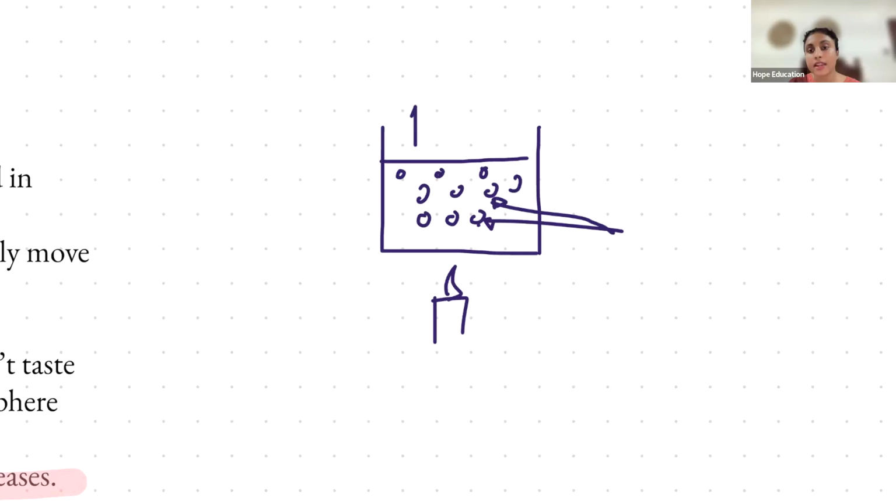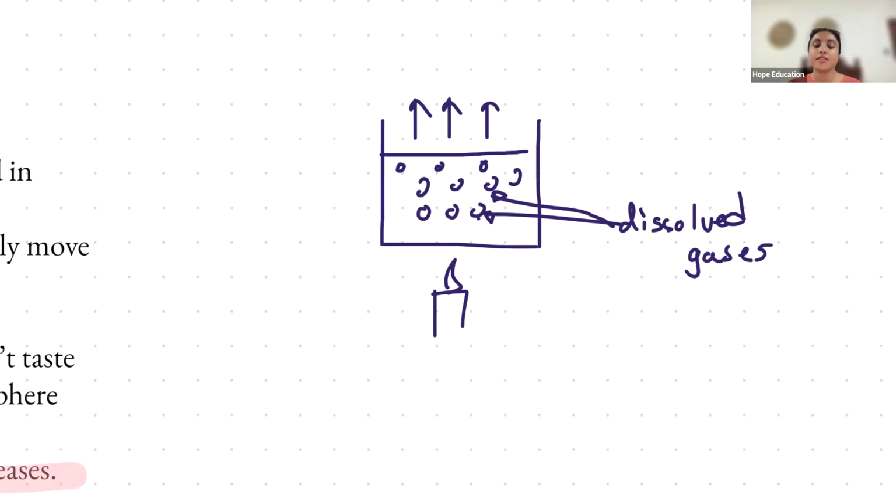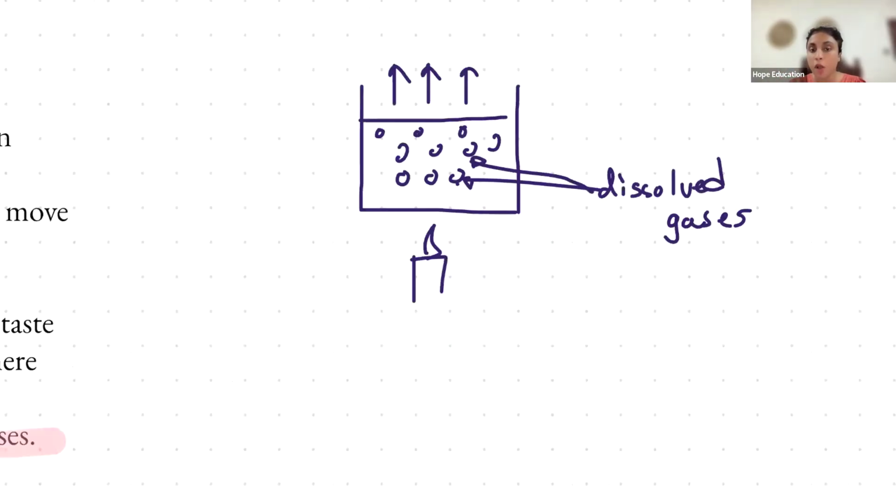So these bubbles are dissolved gases. Before you heat it, these gases are dissolved in water. But when you heat, it will boil, it will start to form bubbles and will escape the solution. So based on this observation, can you answer this question?